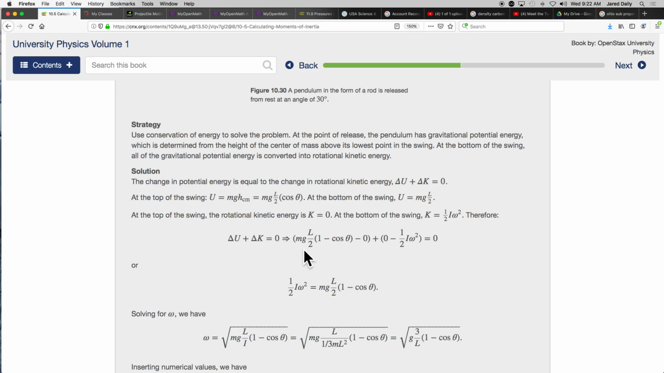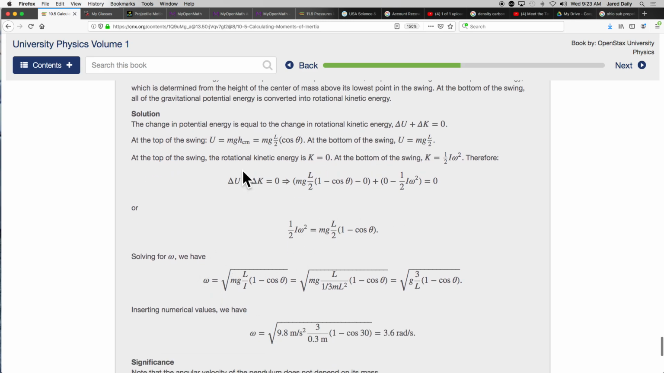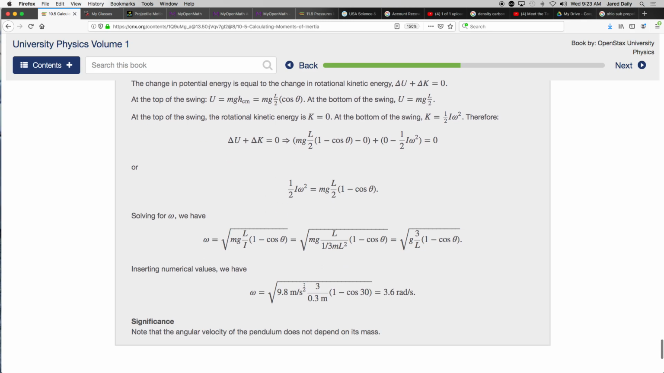And in the end, you're able to calculate omega from this. So it's essentially a conservation of rotational energy. You have change in potential energy equaling the change in kinetic energy, solve for omega.